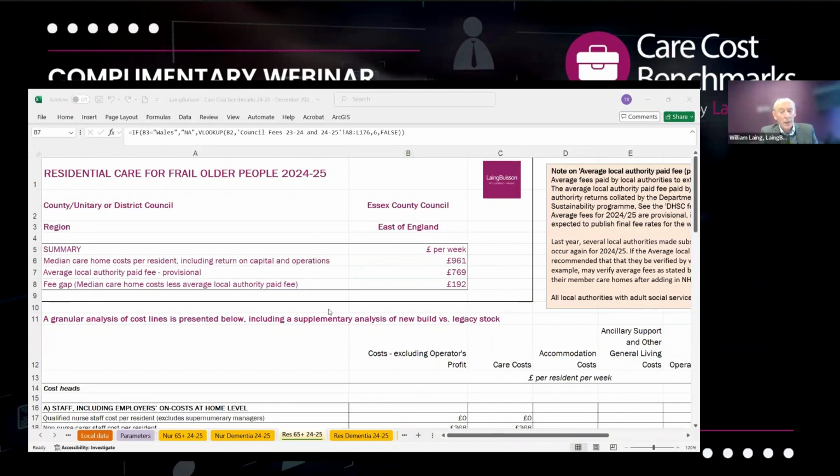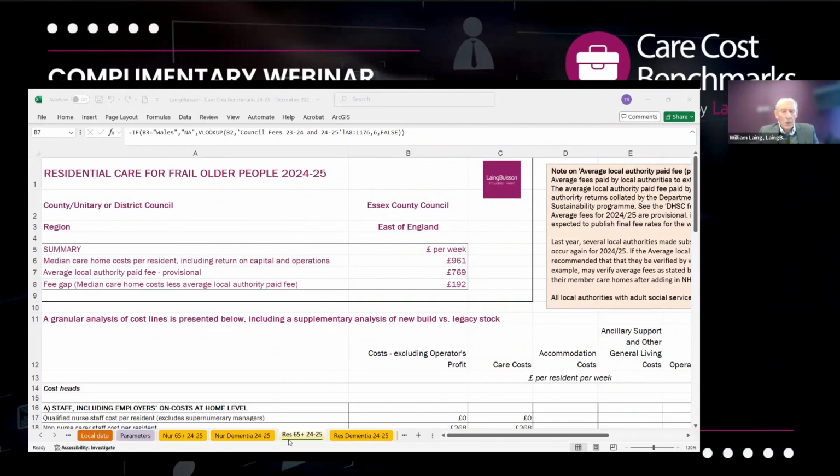And that's quite high, but it's what we find with most local authorities, that the residential care fee that is being paid is lower than the evidence-based median care home costs. And the whole point of this tool is to enable providers to go to local authorities on the basis of this evidence, and if necessary, to challenge whatever fee levels are being proposed for 25-26, on the basis of how it stands in 24-25, which is about the latest you can possibly get.